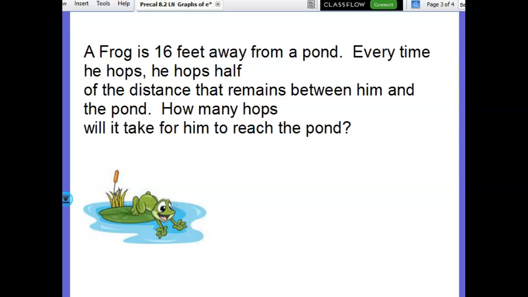I want you to see it as more like what John was saying, where he jumps half the distance, right? So before he does any hops at all, say 0 hops, his distance from the pond is 16, right? And after he does 1 hop, that's half the distance, right? That would be 8. Now for the second hop, he's going to only jump half the distance that remains. So how far is he going to hop this time? 4, right? So now he's 4 feet away from the pond. Does that make sense?